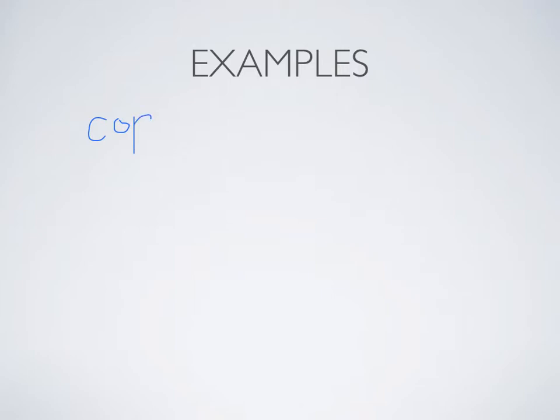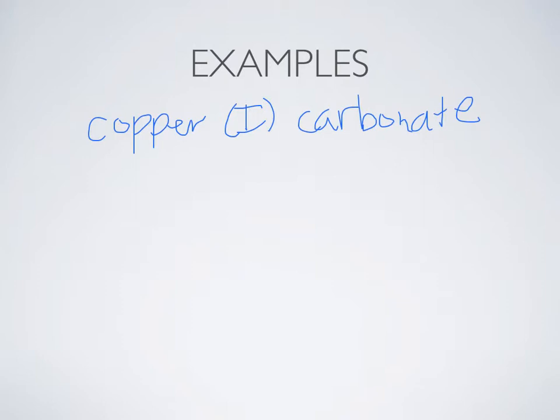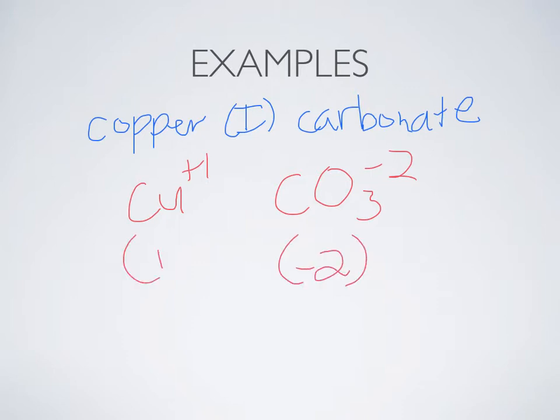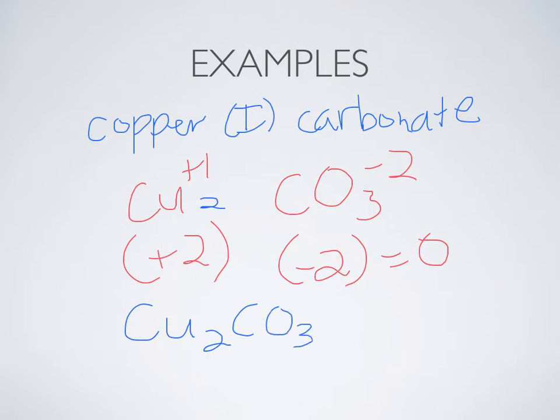Let's look at another example. We have copper 1 carbonate. So first I look at my transition metal. It's copper +1, carbonate, CO3 -2. Now look at the overall charge, -2 plus 1 does not equal 0. Therefore, I need one more of my copper. So I'm Cu2CO3, and that's my formula.